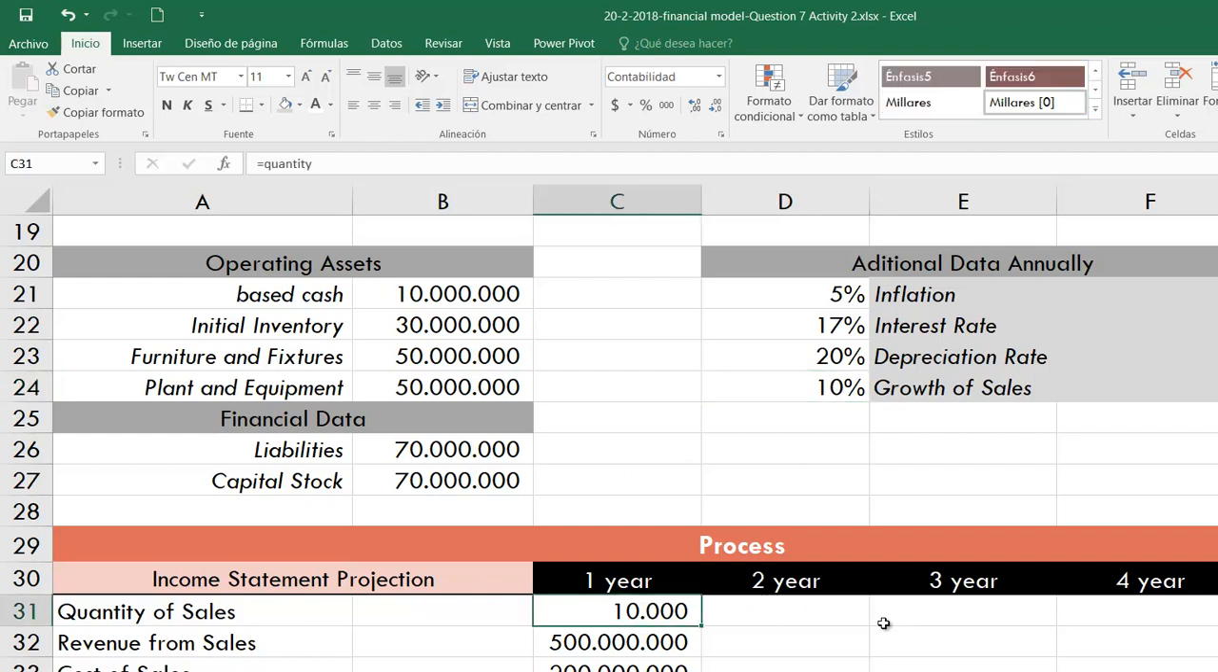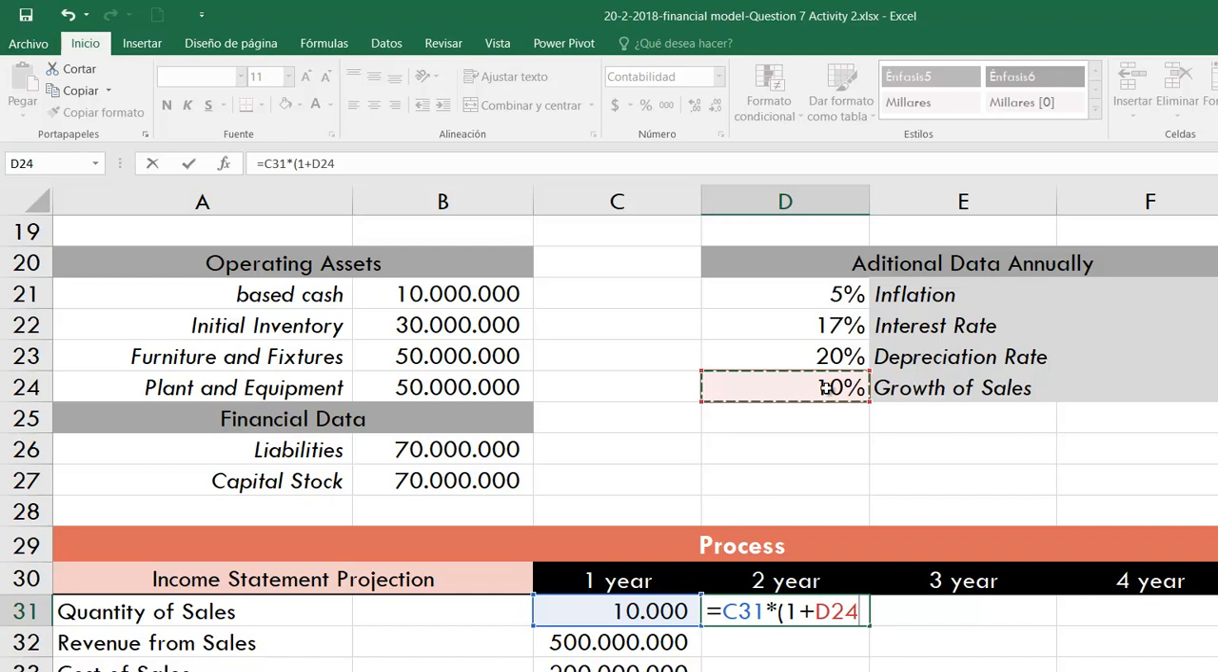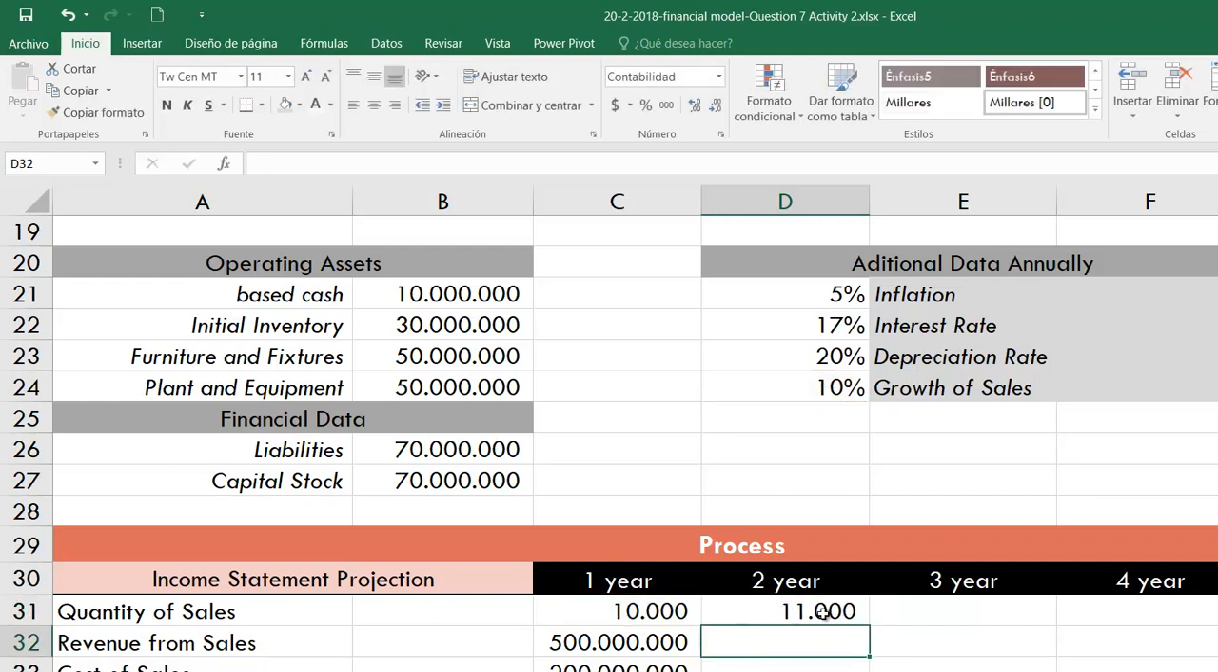So here I have my new quantity, which is 10,000. For next year, it will be equal to the previous times 1 plus my growth of sales in quantity. Again, F4, so we fix this percentage, and we can drag it to the right. Enter. And then I fill the next years. So you notice how my sales increase at a pace of 10% a year.